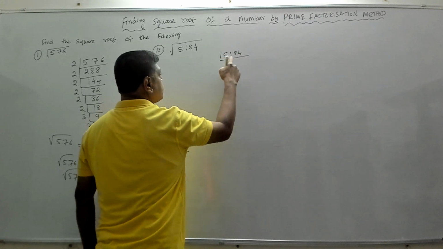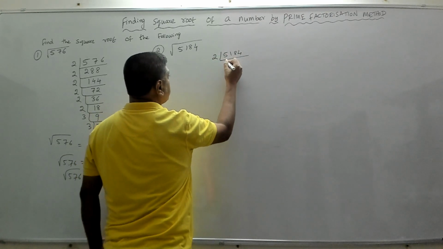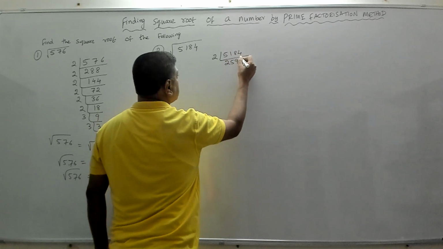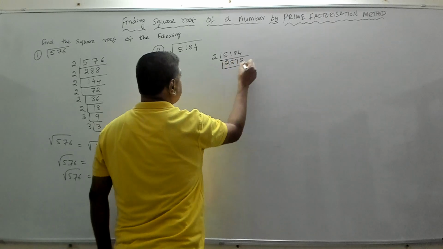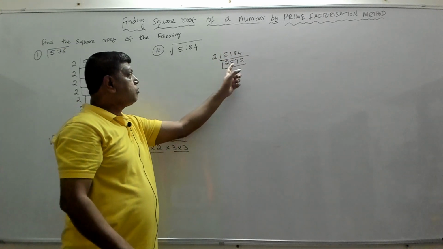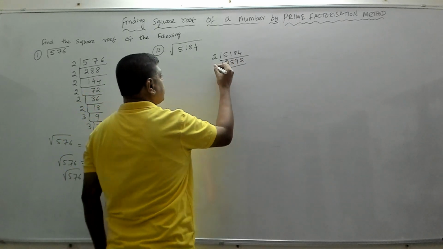Then this number is divisible by 2. If you divide by 2, you get 2 times, 5 times, 1 18 goes 9 times, then 4 goes 2 times. You just need to divide this 5184 by 2. If you divide 5184 by 2, you'll get 2592. Again the last number is 2, so it is divisible by 2.